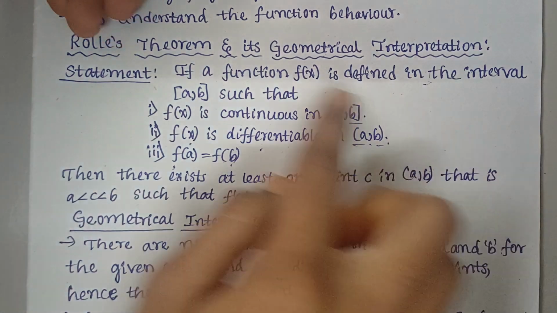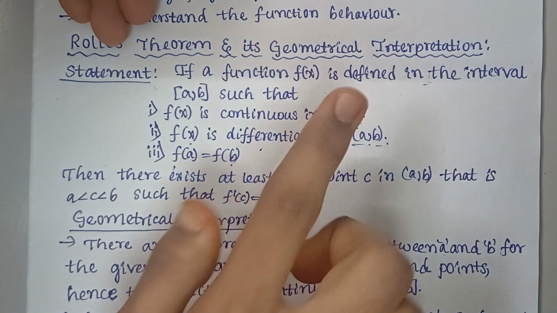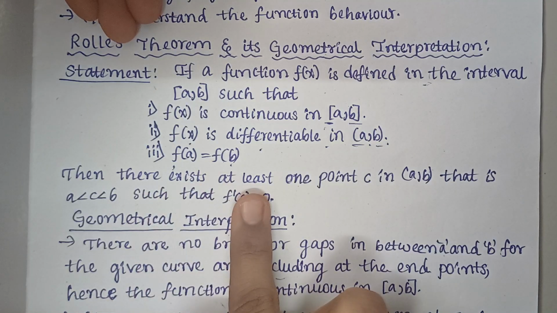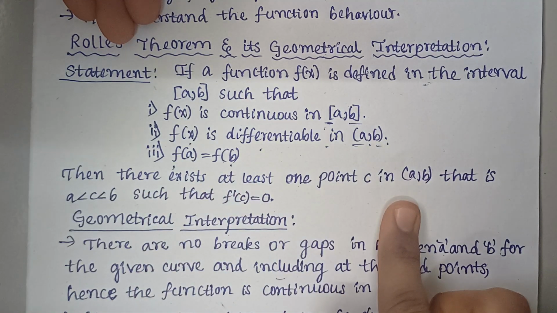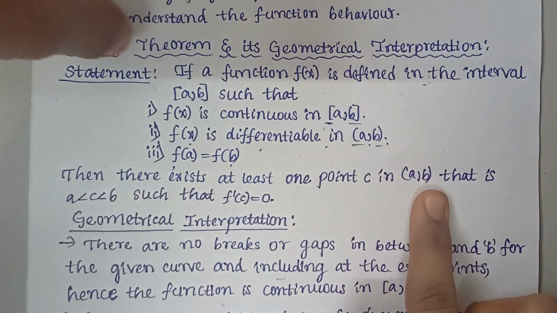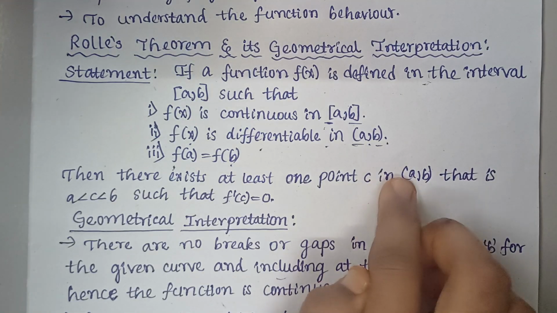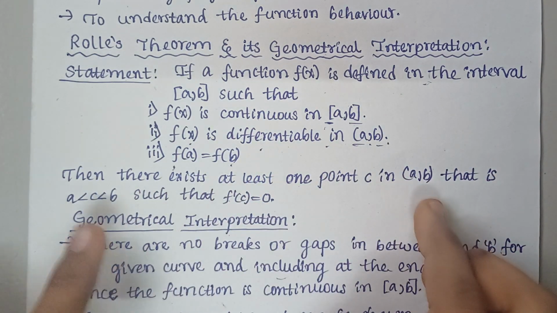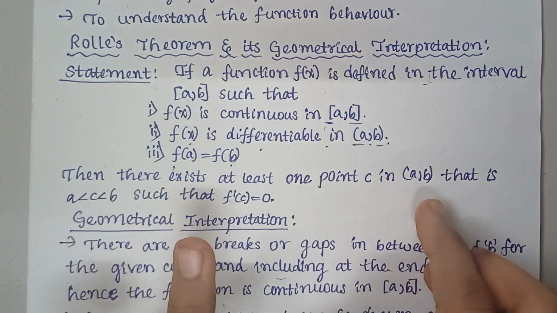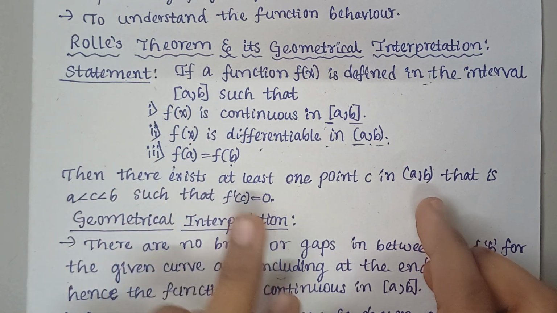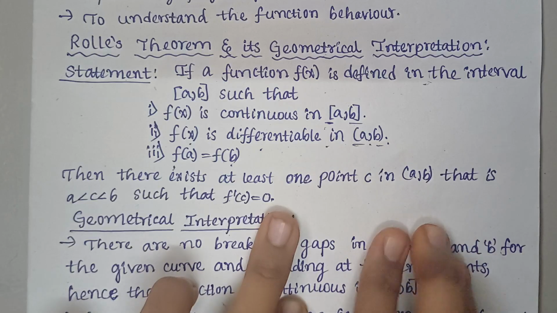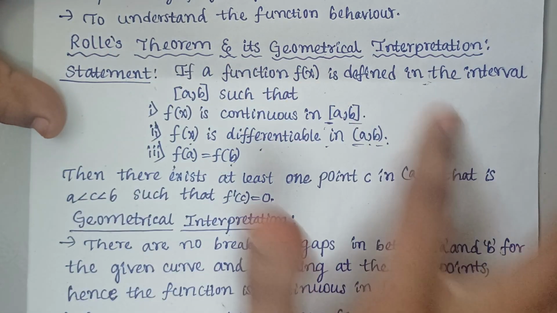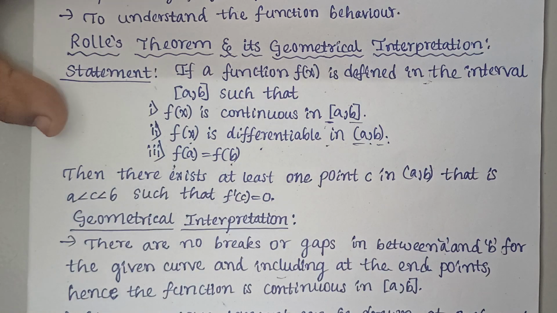Then if and only if these three conditions are satisfied, there exists at least one point c in open interval a comma b, that is, in between this a and b, right? That means a is less than c is less than b, such that f dash of c is equal to 0. You will get to know what it actually is in the geometrical interpretation.